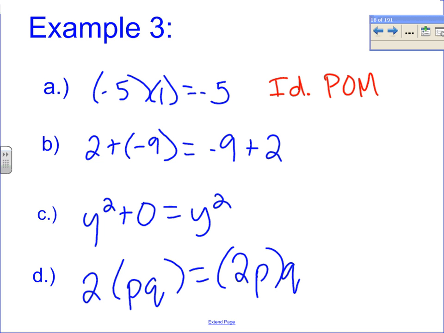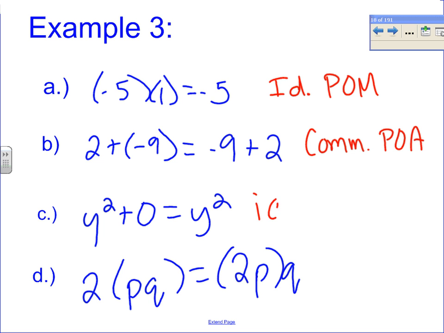Okay, how about letter B? Page 3. Matt? Good. Commutative, and I'm going to abbreviate, property of addition. The order that you add numbers or variables does not matter. Okay, Sean, letter C.